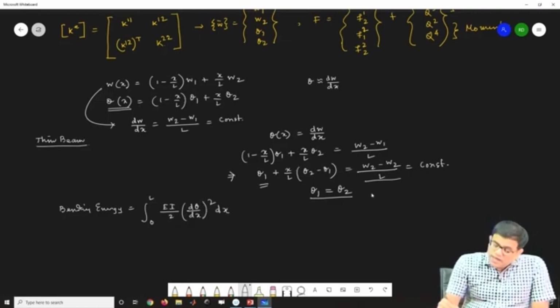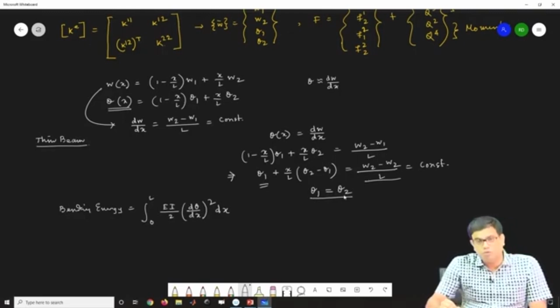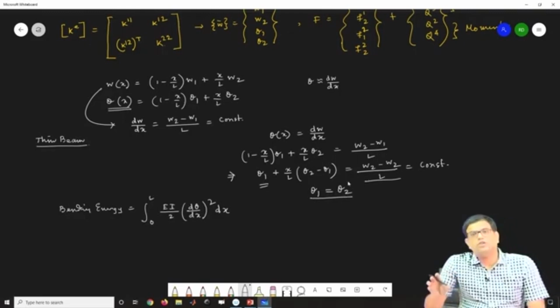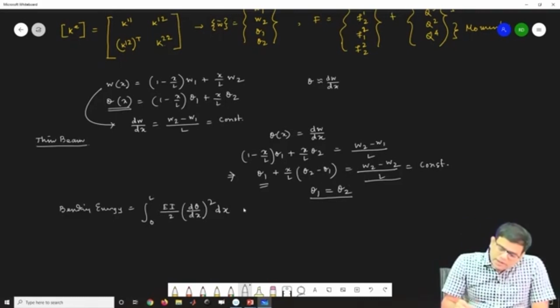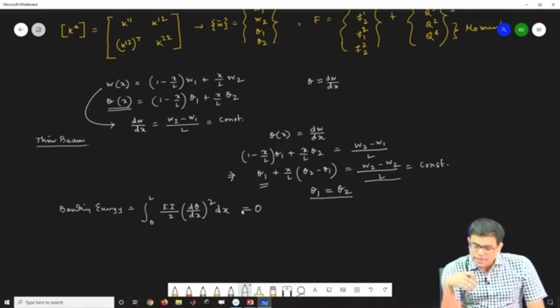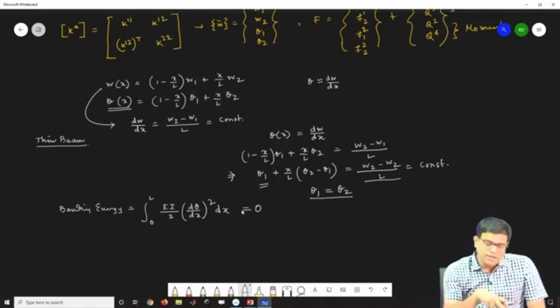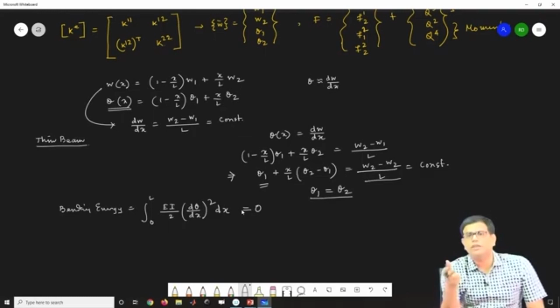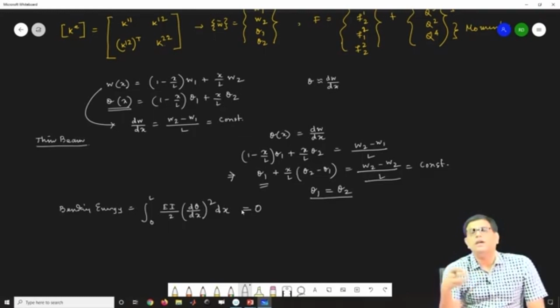Now if theta equals theta 2, that is, theta is constant or slope is constant, then my bending strain energy will be 0, right? So that is not allowed. This linear interpolation, or same order of interpolation, will create some problem because that will be inconsistent. Numerically, if you try to solve this problem with this, you will find the finite element solution will be giving you garbage values.